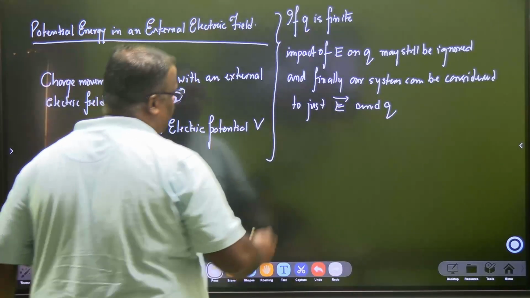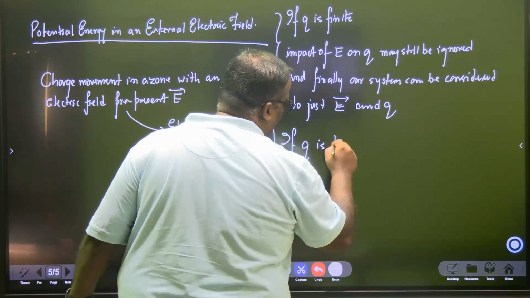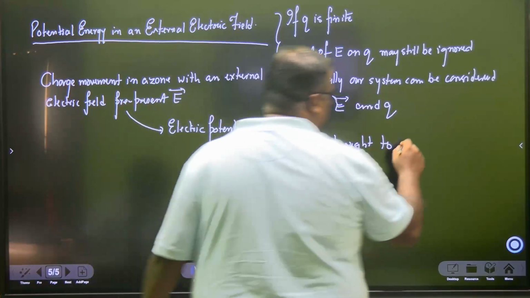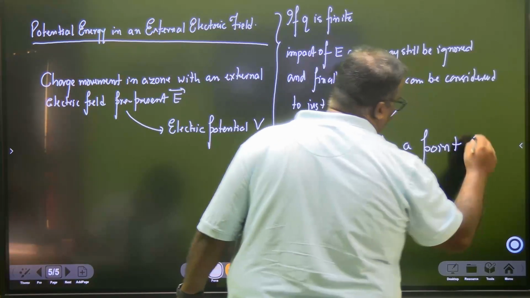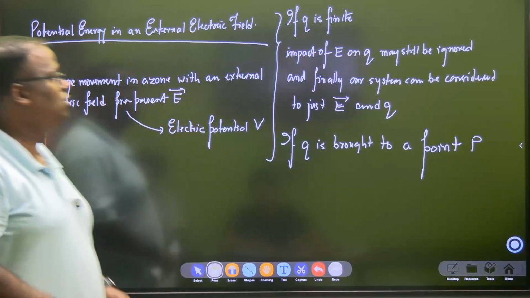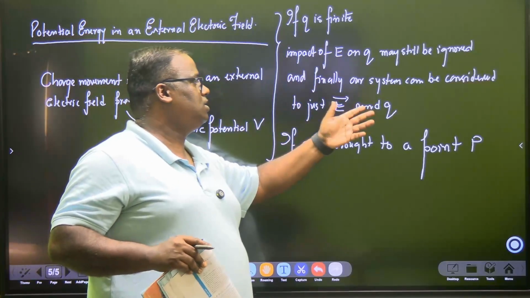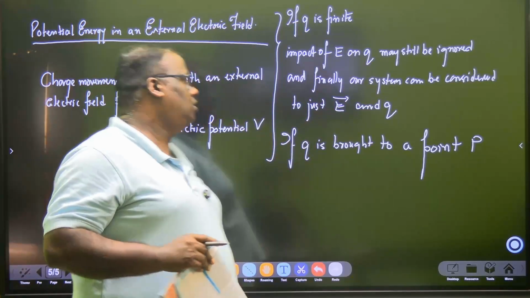Now, if Q is brought to a point P, right, with this assumption, have you understood? The impact of E and Q may still be ignored, and finally the system only has one electric field which is prevalent, and you are bringing Q to a point P.